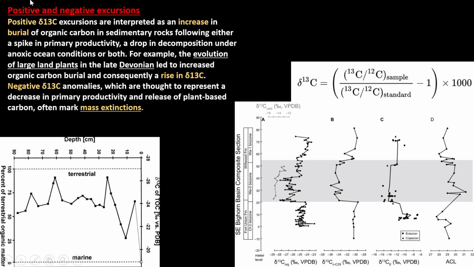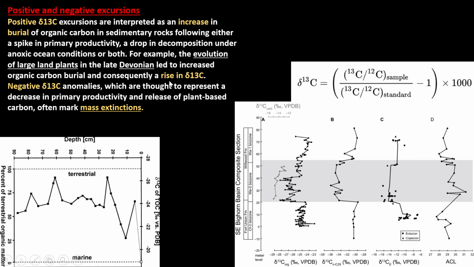There are also excursions, like with the oxygen isotope. If there is a positive excursion of carbon 13, which means that the carbon 12 value will decrease and carbon 13 will increase, it means that the burial of organic-rich sediments is very high and the primary productivity is very high. It is contained under anoxic conditions. In Devonian time, there was an increase in organic carbon burial because of the evolution and enrichment of plants.